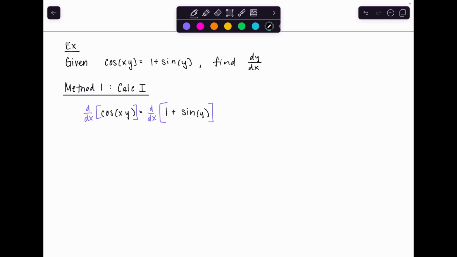So here, going through my first derivative, I'm going to start from the outside in. So derivative of cosine is negative sine. And then chain rule, I've got to take the derivative of the inside.